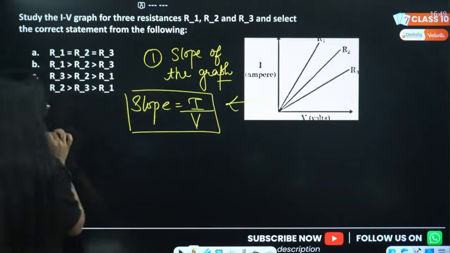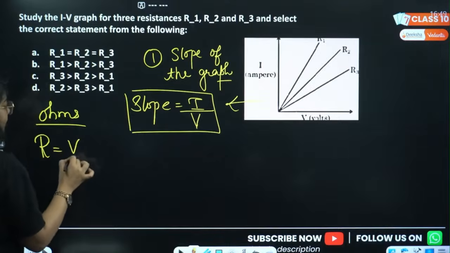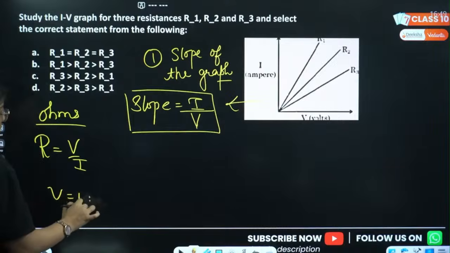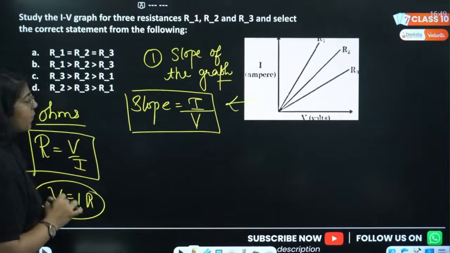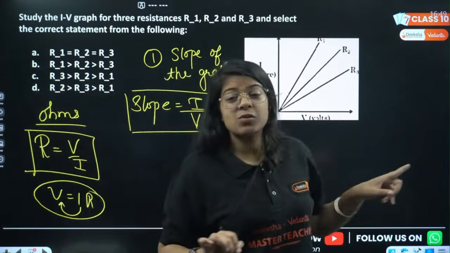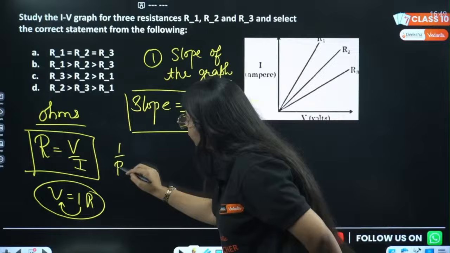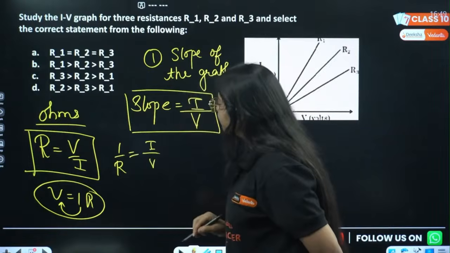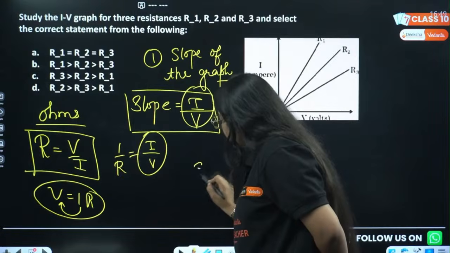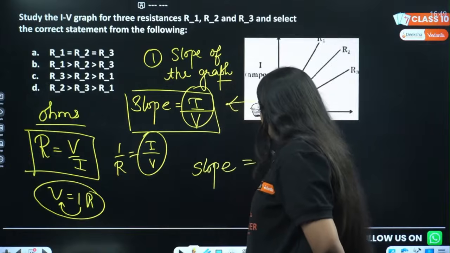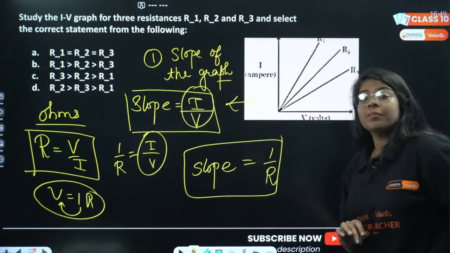Now we know from Ohm's law, R equals V by I. We have V equals IR. So if we take I at this side, this will be R equals V by I. Now if I want to write I by V, I have to do inverse. So 1 by R equals I by V, correct? Now this I by V and this I by V is same. So can I write that slope is equal to 1 by R? This relation is correct. Slope is equal to 1 by R.